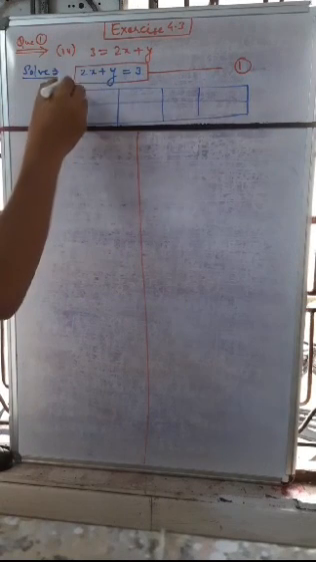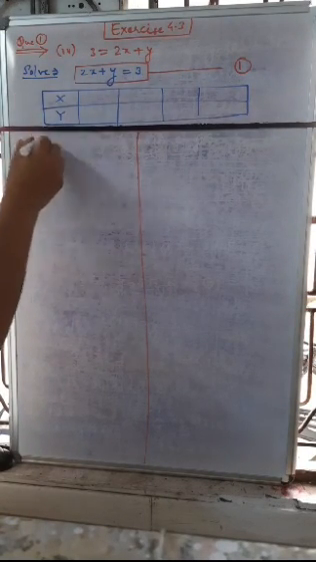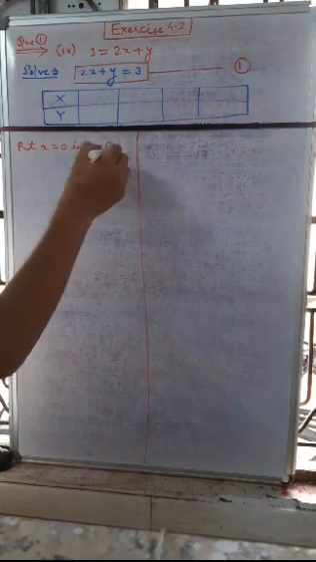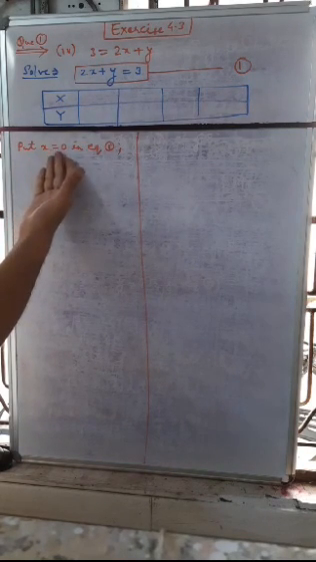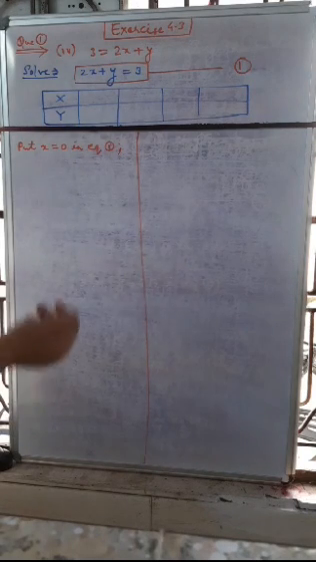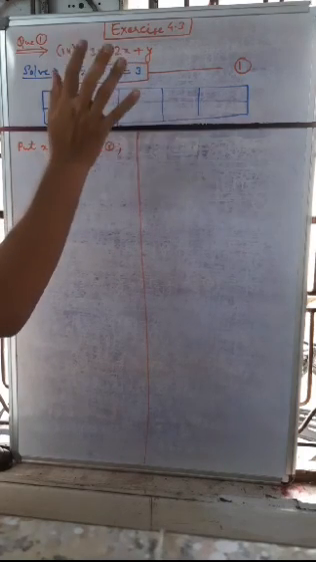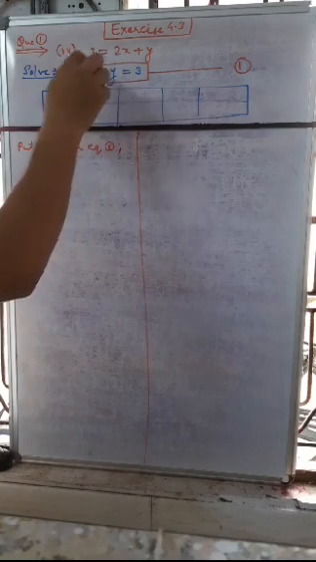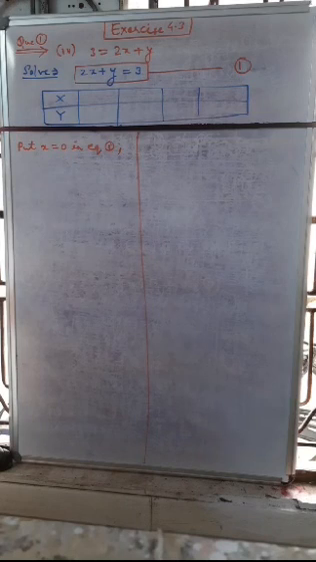Step by step you can put the values. Put x is equal to 0 in equation 1. At first, we can put 0, 1, minus 1, 2, minus 2. It depends on you. If you want to put a value of x, you can put it in equation 1 and find the value of y. If you want to put a value of y, you can calculate the value of x. Both are possible. It depends on your choice. Whatever you like, you can do.